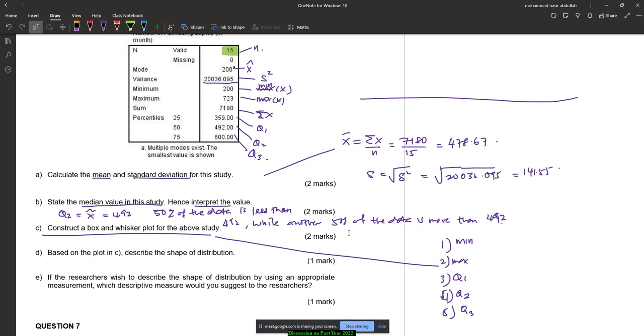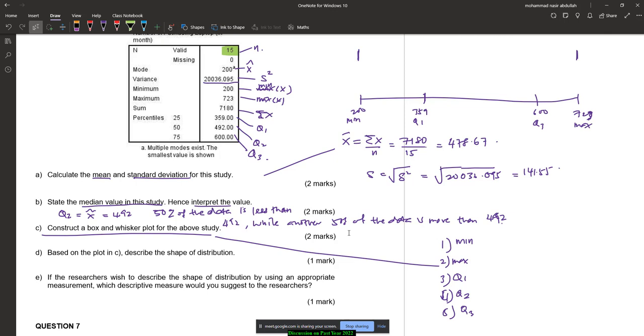So there is a line at the bottom. This is from the minimum value, which is 200. The maximum value is 723. So this is minimum and maximum. Quartile 1 is 359, so it's supposed to be here, and then 600 is supposed to be here. This is quartile number 3. This is minimum, quartile 1, quartile 3, maximum.